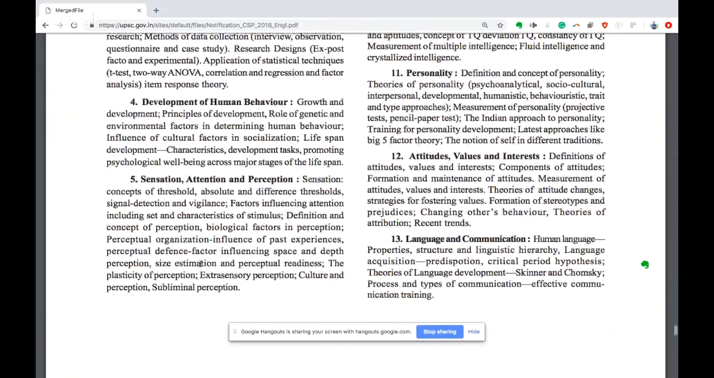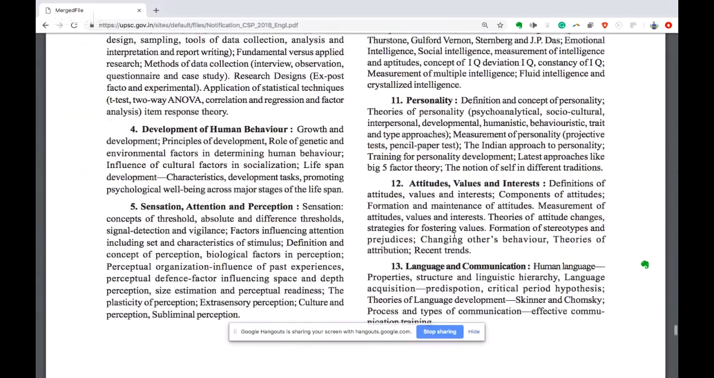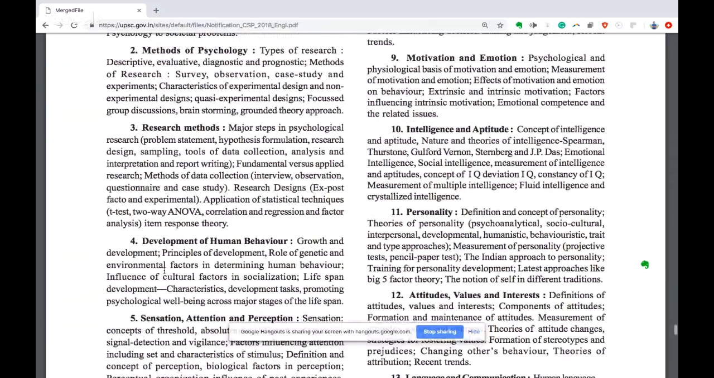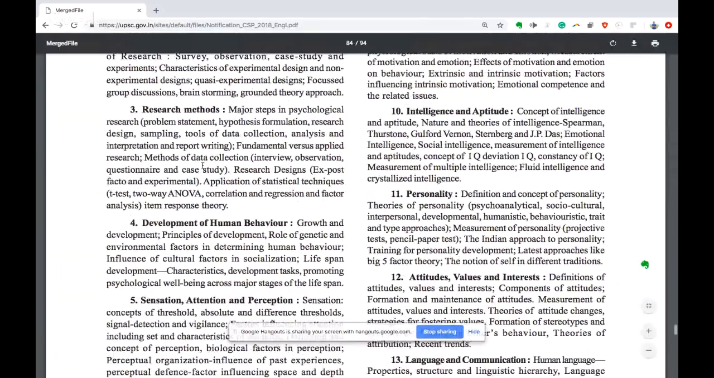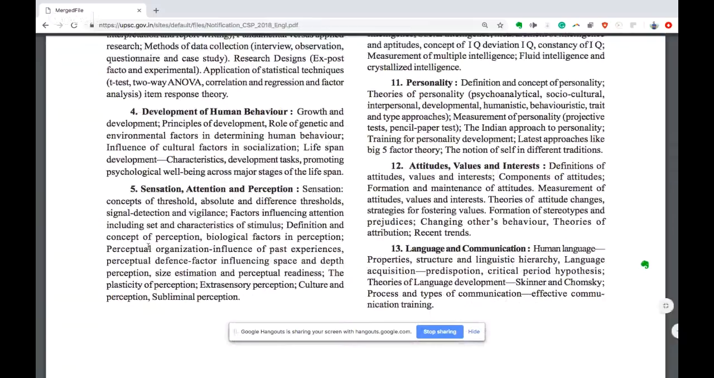Next is sensation, attention, and perception. This is also something which generally people find a little difficult to cover in psychology, mainly because resources are not there too many. But I'll tell you on broad, don't worry. I'll cover this chapter completely in detail, because I know this is a problem area, and also research methods and method of psychology is a problem area which I've already covered. I'll cover sensation, attention, and perception in detail.